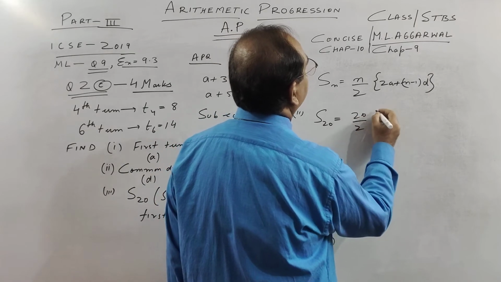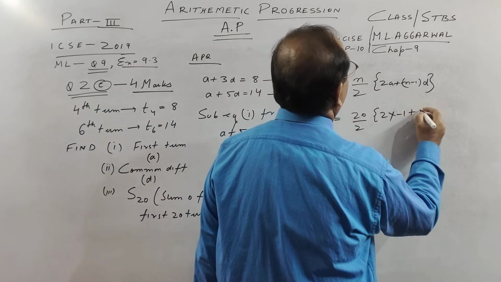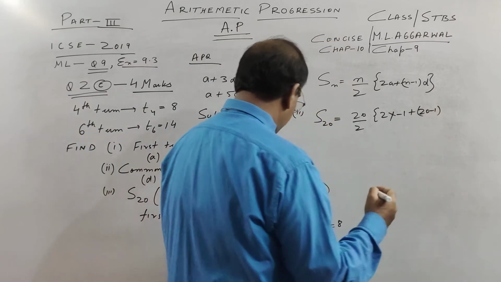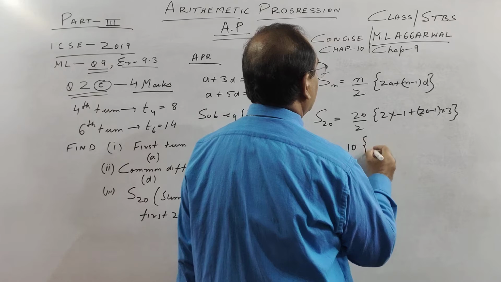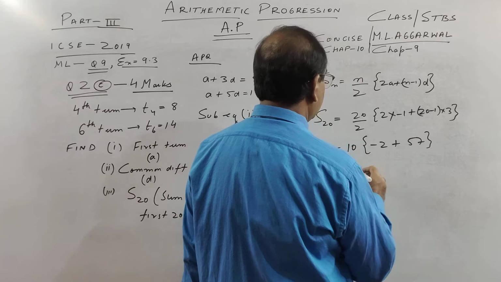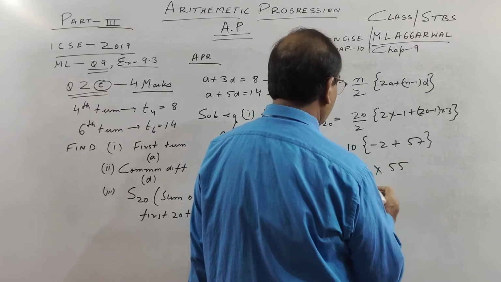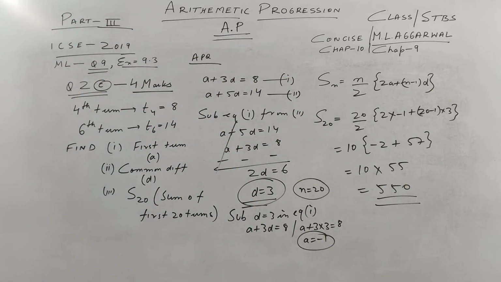So 20 by 2, twice the first term is minus 1, children, plus n minus 1, 20 minus 1, and d if you see is 3. Okay, so let us solve. This will give you 10 into minus 2 plus 19 threes are 57. So you get 10 into 55. So your total is 550, children. So kindly pause the video and copy. Then we will move on to the last ICSE question.